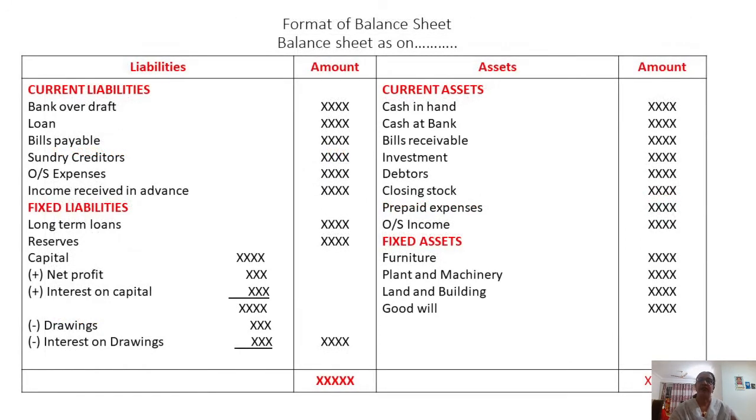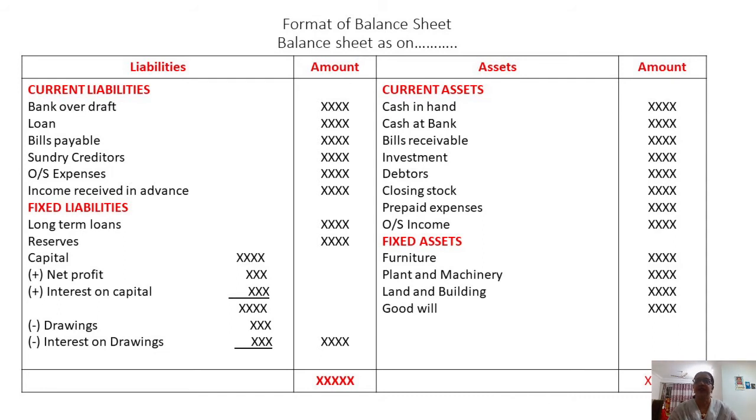So this is the format of balance sheet. Balance sheet is a statement which shows the financial position of the business. So on the left hand side it is liabilities, and on the right hand side it is assets. Liabilities means anything payable, the money which is owed by the business to others. Business owes money to others. That is, business needs to pay money to others. That is a liability. Asset means it is a property. Anything receivable or property is considered as an asset.